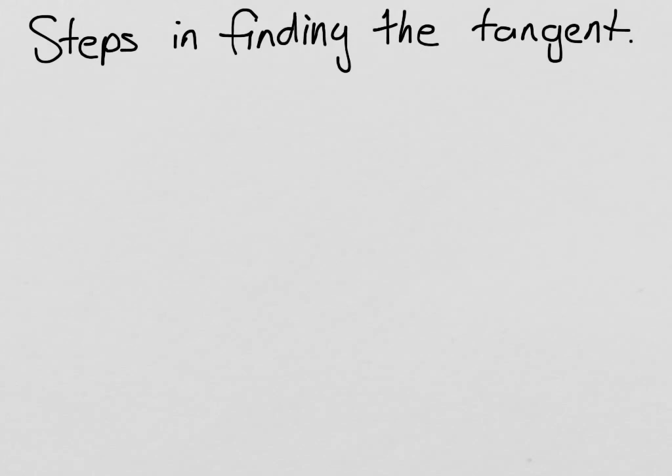So how do we find the equation for the tangent line at a point? Well, there are 4 steps that will give us the equation. Step 1 is to find the x and the y components. You may be given them, but you need both of them to find the tangent line at a point.